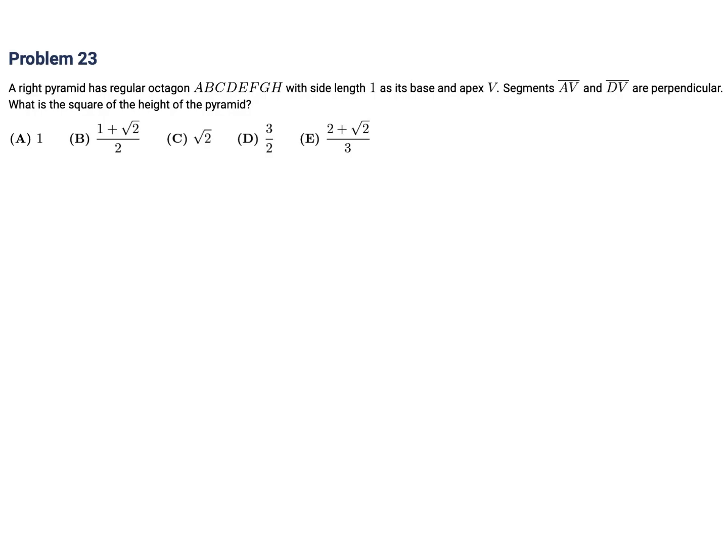A right pyramid has a regular octagon A, B, C, D, E, F, G, H with side length 1 as its base and apex V. Segments AV and DV are perpendicular. What is the square of the height of the pyramid?